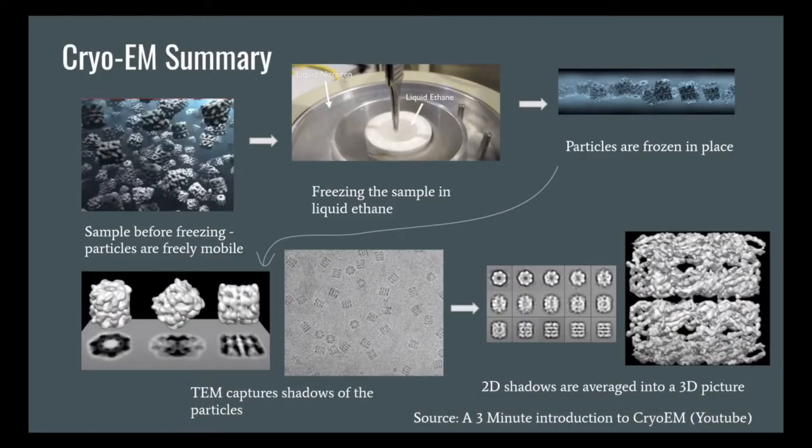So one of the big advantages of CryoEM, which we've probably already talked about, is the ability to image non-static proteins, or proteins that tend to move around a lot. We do this by freezing the proteins in liquid ethane, then taking that frozen grid and storing it in liquid nitrogen, which is at about negative 210 degrees Celsius. Once the particles are frozen in place, we use TEM, or transmission electron microscopy, to capture shadows of the particles, and then take those 2D shadows and reassemble them into a 3D picture using a computational algorithm.